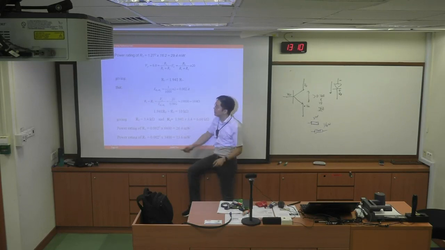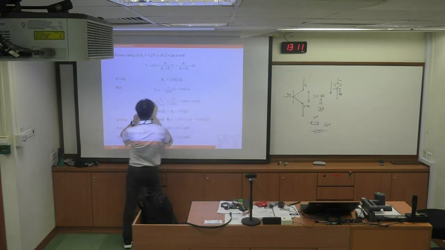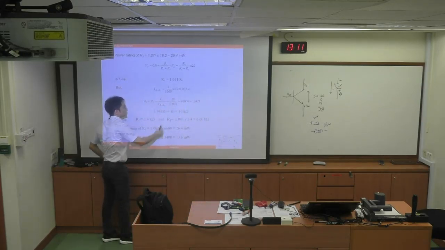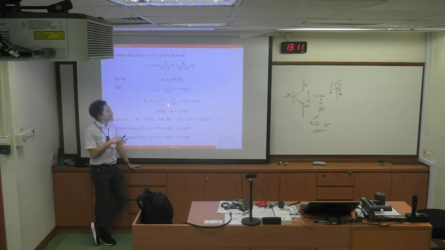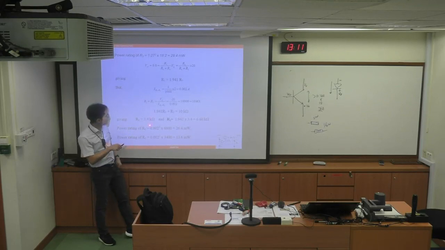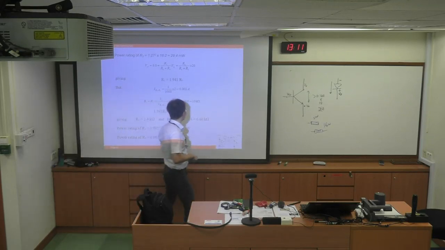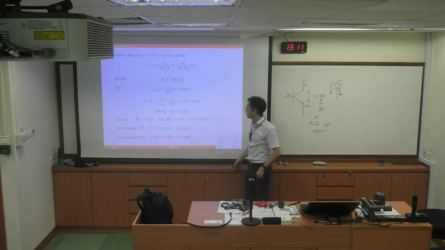But there's another limit, which is that the sampling network should not be drawing more than 2 milliamp. So therefore, 20 volt divided by R1 plus R2 is 2 milliamp. Therefore, R1 and R2 combined should be 10 kilo ohm. Then you have two equations with two variables, and you can pinpoint the R1 and R2 values: 3.4 for R2, and 1.94 multiplied by 3.4, which is 6.6, for R1.